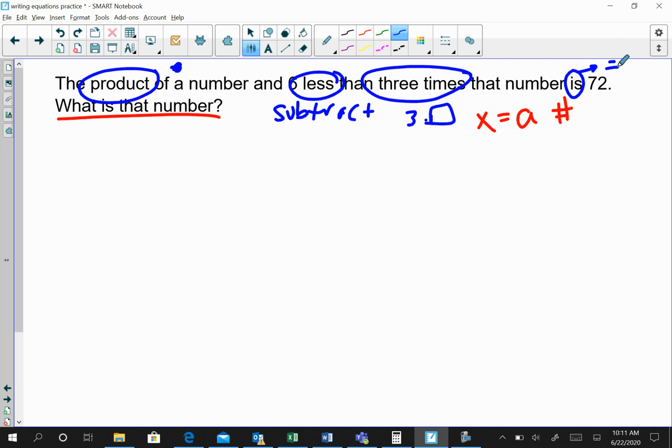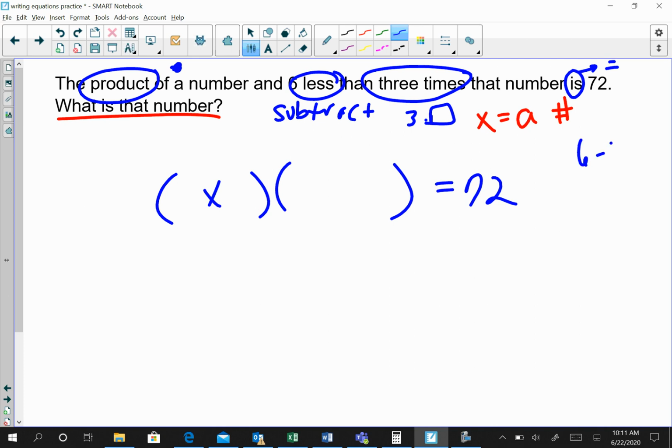So I have the product of a number and 6 less than 3 times that number is 72. So I have 2 things I'm multiplying. Just to make my life easy, I'm going to put them in parentheses so I don't forget that I'm multiplying. I know that it is 72, so equals 72. Now think about what it is that you're multiplying: a number and 6 less than 3 times that number. So if I'm multiplying a number, I have a value to put in for a number. It is x.